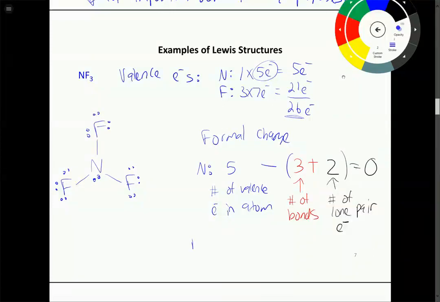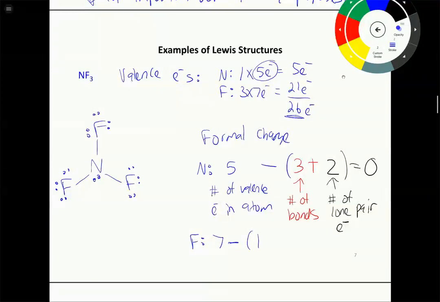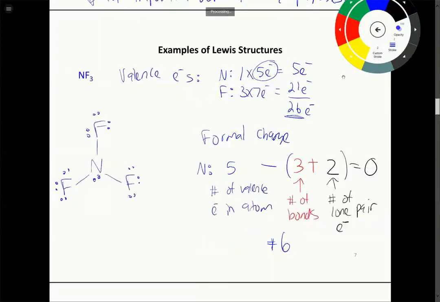We can check it for fluorine as well. Fluorine had 7 valence electrons in the neutral atom as we counted up here. And then each fluorine only has 1 bond, which is bonded to the nitrogen with a single bond. And then we have each fluorine with 6 non-bonding electrons that we put in. 1, 2, 3, 4, 5, 6. And the formal charges on fluorine are also 0.